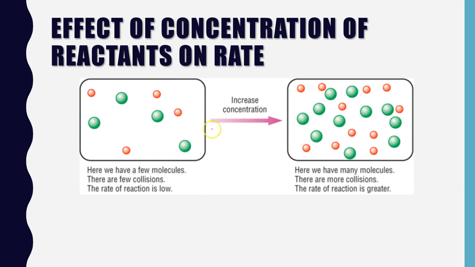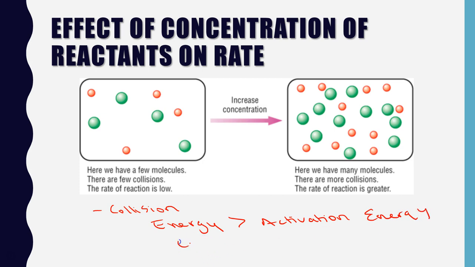If we have few molecules, there are few collisions and the reaction rate is low, because remember, according to collision theory, we must first have a collision, and that collision must meet 2 criteria. That is, the energy of the collision is greater than the activation energy, and it occurs with the correct orientation. So if we simply increase the number of collisions, we increase the chance of there being a successful collision in a given period of time.